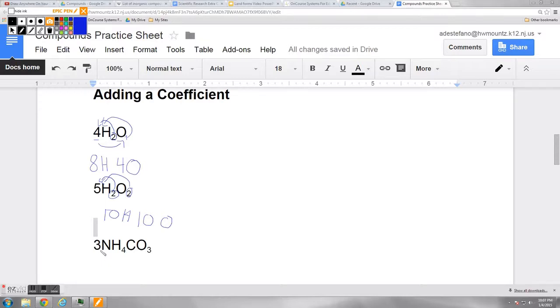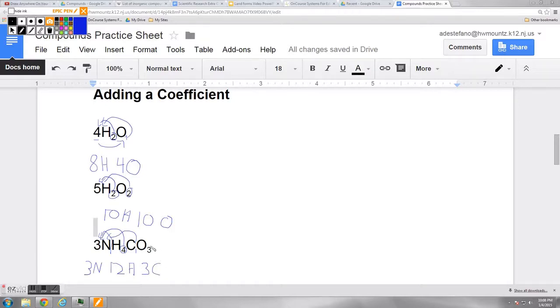In our last molecule, we have a coefficient of 3. We start with our understood subscript of 1 behind the N, giving us a total of 3 nitrogens. Behind the hydrogen, we have a subscript of 4. We'll multiply that by the 3 in front to give us a total of 12 hydrogens. The carbon also has an understood subscript of 1. Multiply that by 3 to give us 3 carbons.